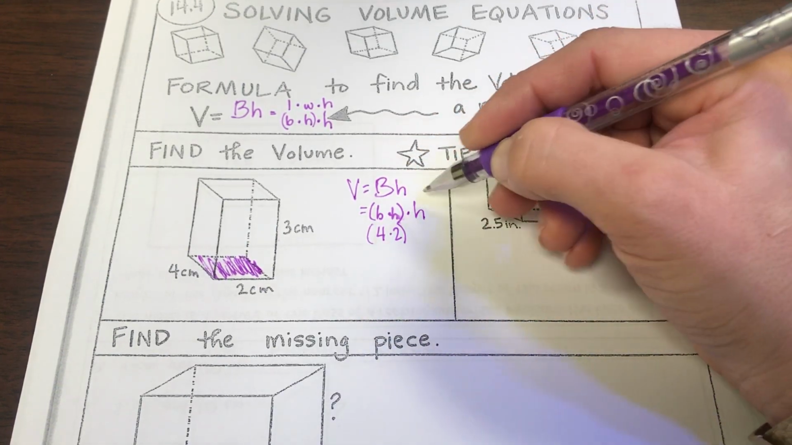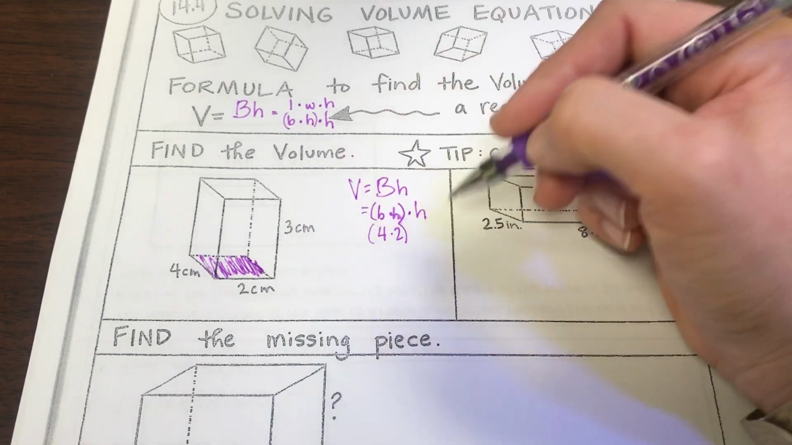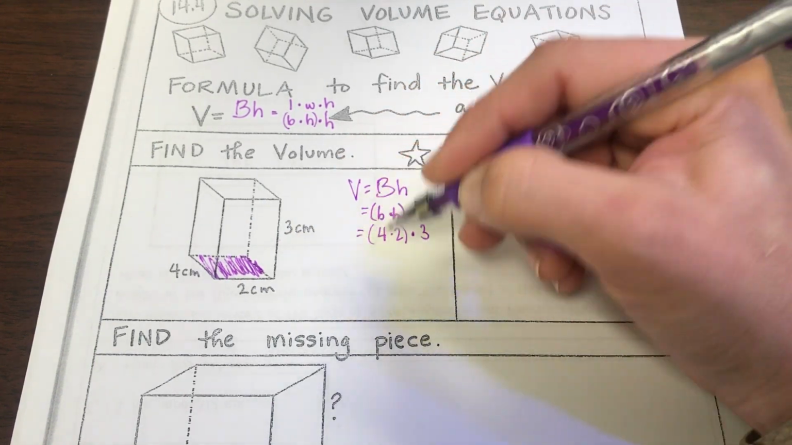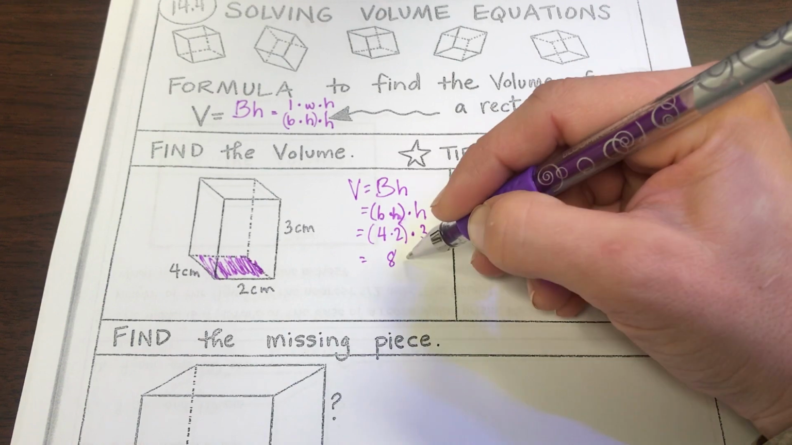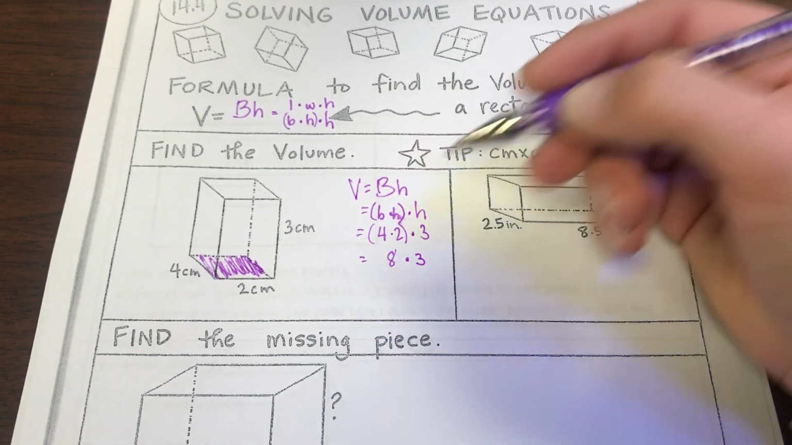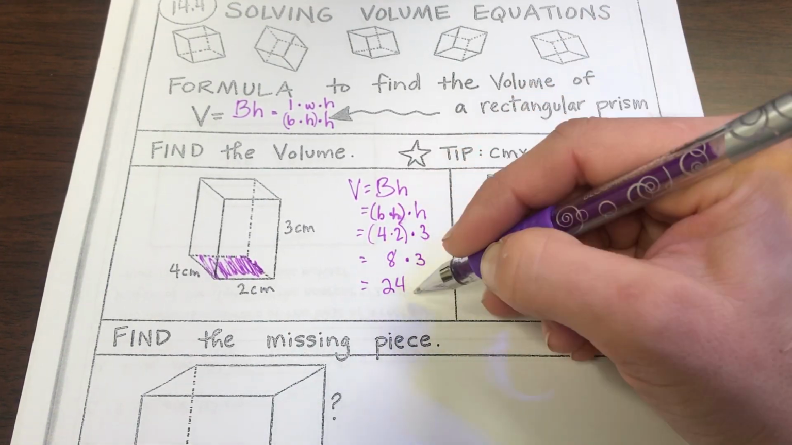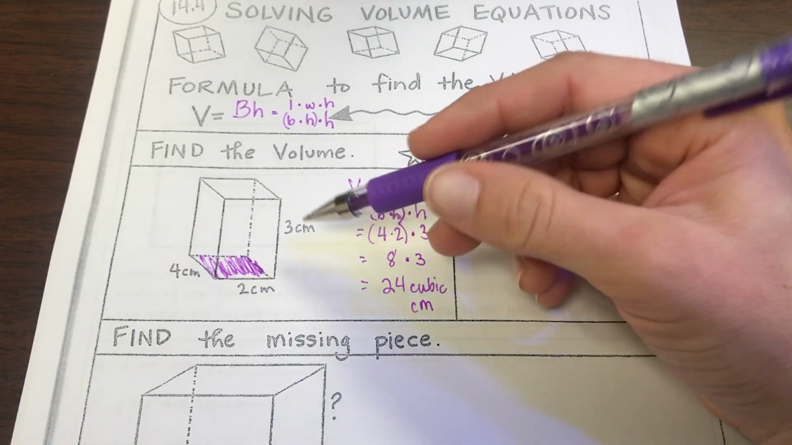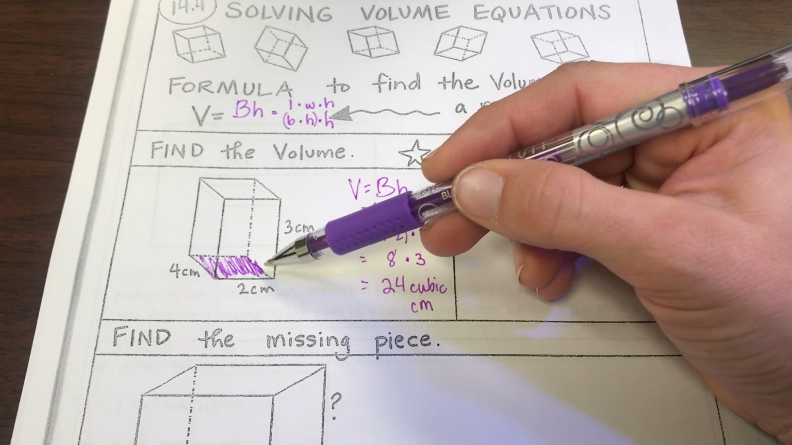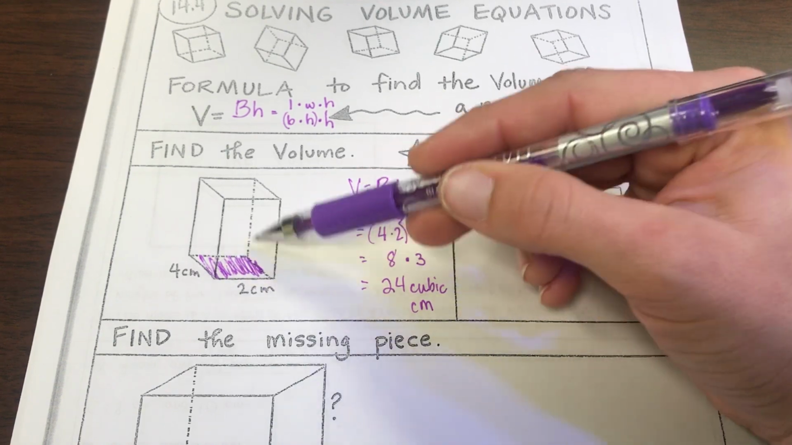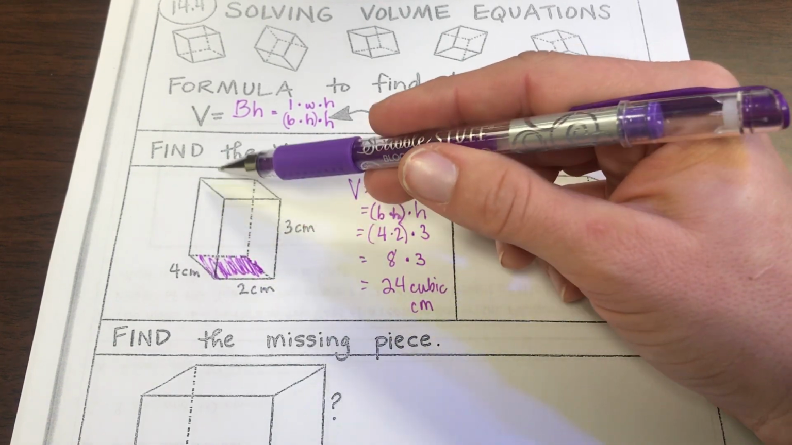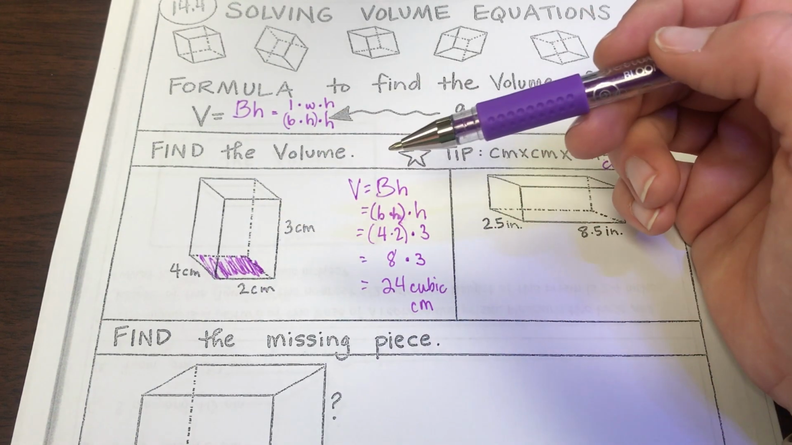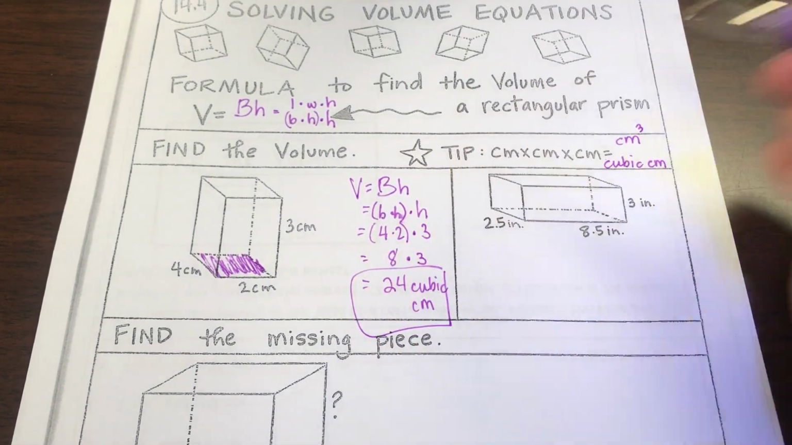And then we can't forget how tall the shape is. So it's going to be times 3. So 4 times 2 is 8, times how tall it is, the height. So we have 24 cubic centimeters. If we had those little 1 by 1 by 1 cubes, we would have 24 of them that would stack up in this shape. So that's our volume here.